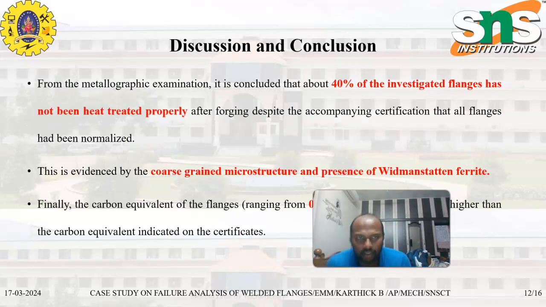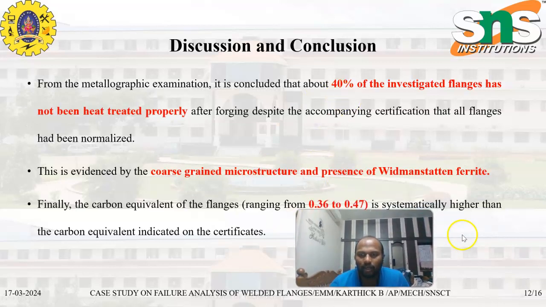In conclusion, in the metallographic examination it is concluded that 40% of the investigated flanges have not been heated properly. Due to this, there won't be a homogeneous microstructure throughout, and the proper microstructure distribution does not happen. So after forging, despite the company certificate, all flanges should be normalized.